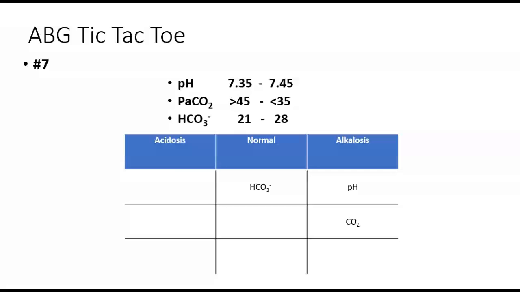So let's look here. The patient had a pH of 7.61, which is greater than 7.45, so it's over on the alkalosis side. CO2 of 22 is less than 35, over on the alkalosis side. Bicarbonate of 25 is within the normal range. So we're looking at alkalosis. CO2 represents respiratory. It is a respiratory alkalosis.